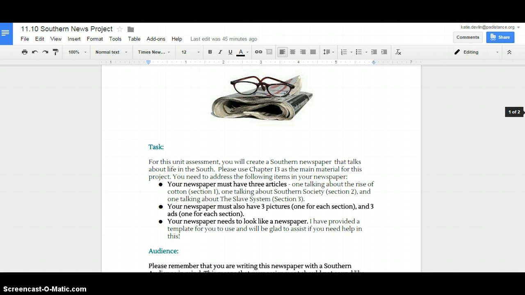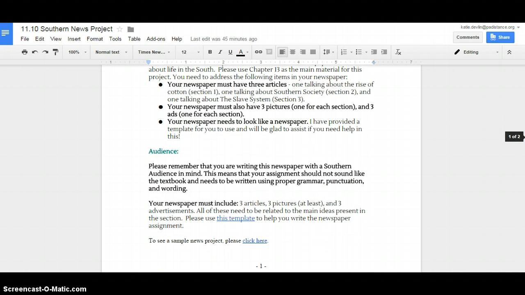And you will also need to make sure your newspaper looks like a newspaper. I do not want to just see items copied and pasted onto a page in a Google document. Newspapers look different than regular paper, so you need to make sure it looks like that. Audience. Please remember that you are writing this newspaper with a Southern audience in mind.